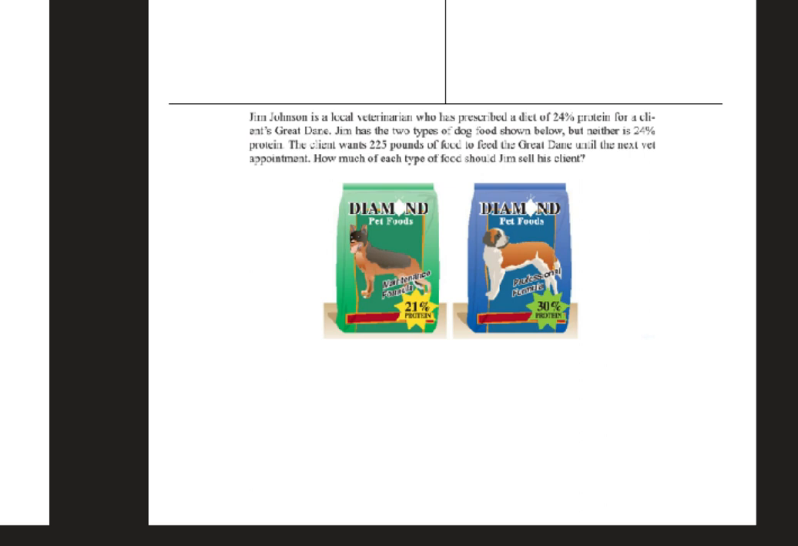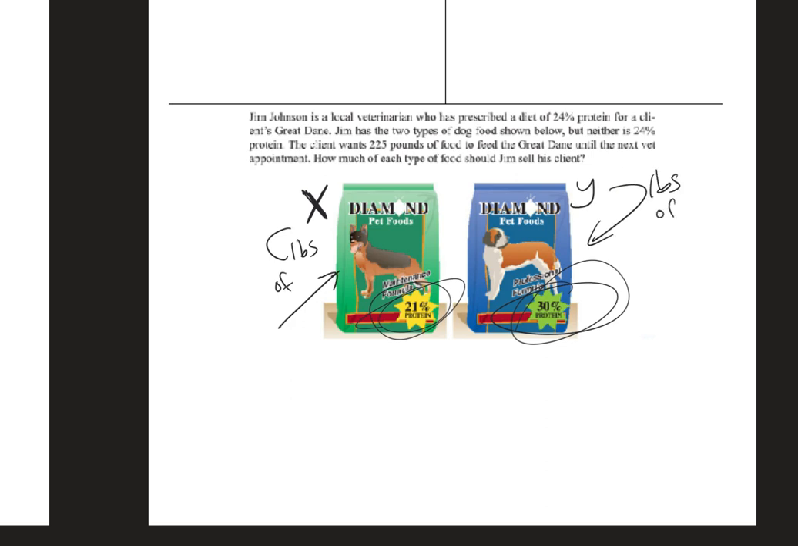So notice one is 21%, and one of them is 30%. So I'm going to say that this is the x. X is going to represent pounds of this one, and y is going to represent pounds of this one. And I know that if I add this many pounds to this many pounds, I should end up with this many pounds. You must agree, hopefully.